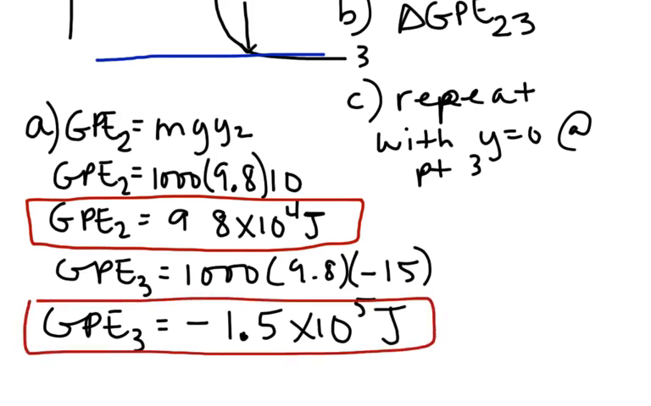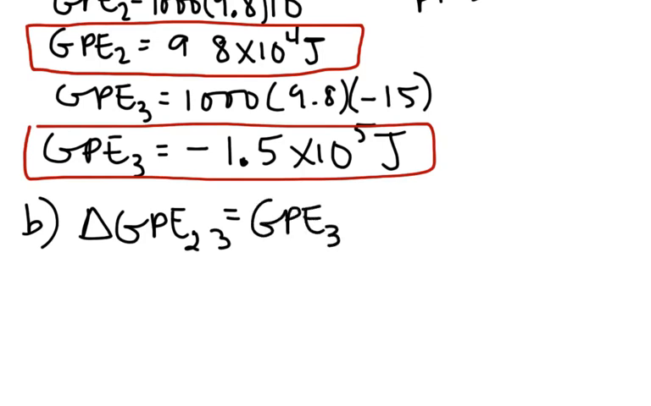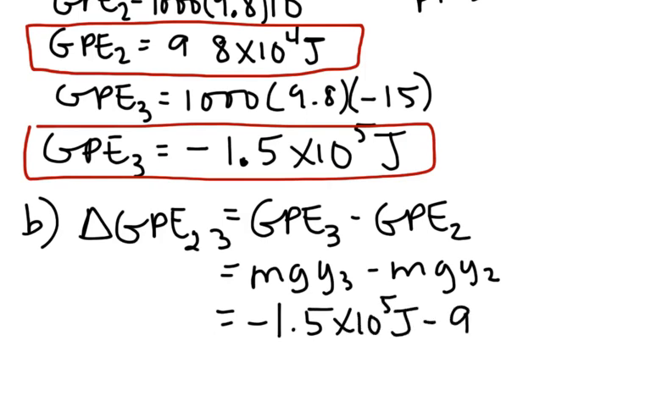Okay, part B. What is the change in gravitational potential energy from 2 to 3? We're going to recall that change always means final minus initial, so that's the gravitational potential energy at position 3 minus the gravitational potential energy at position 2, which is mgy3 minus mgy2. I've already found those values, so that's just negative 1.5 times 10 to the 5 joules minus 9.8 times 10 to the 4 joules.